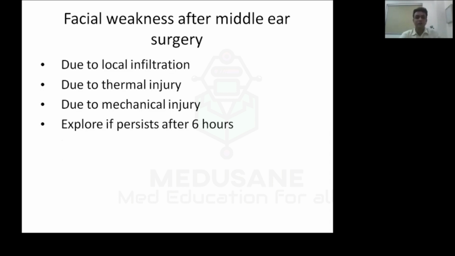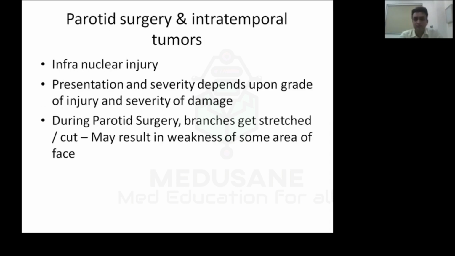This is one of the tricky situations, when there is a facial nerve weakness that develops after middle ear surgery, especially mastoid surgeries. That could be because of local infiltration, a thermal injury, or mechanical injury. We have to explore and repair if it persists after 6 hours and if the surgeon is not sure whether he has identified the nerve and preserved it. Otherwise, we can wait. Next, parotid surgery and intratemporal tumors. There are very few intratemporal tumors, especially meningioma and acoustic neuromas, which develop near these.